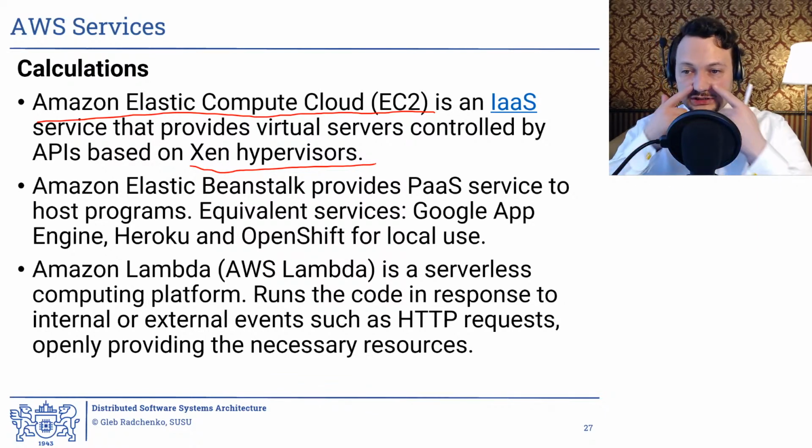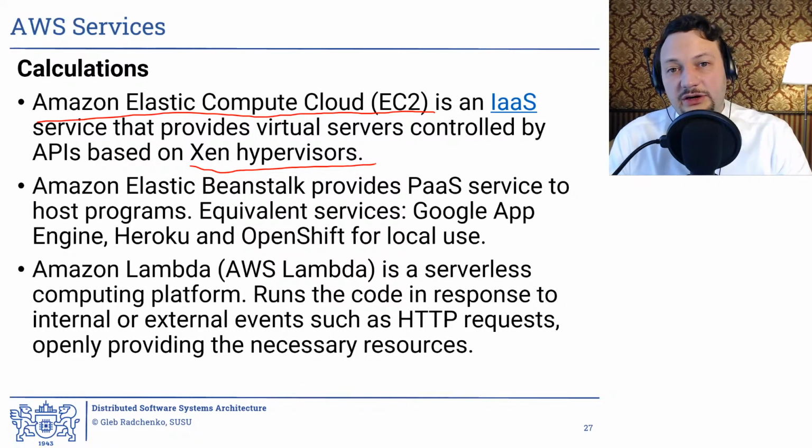Second, this is the Amazon Elastic Beanstalk service. It provides platform as a service solutions to host programs. Amazon Elastic Beanstalk works like I told you about Cloud Foundry. You send your source code there and it automatically launches it in some containers.